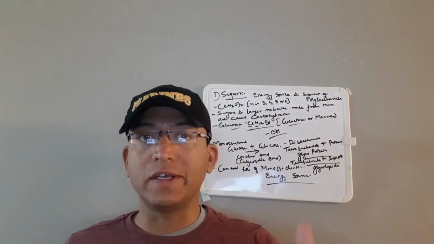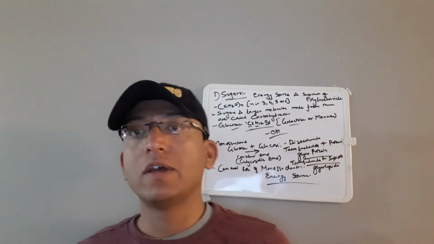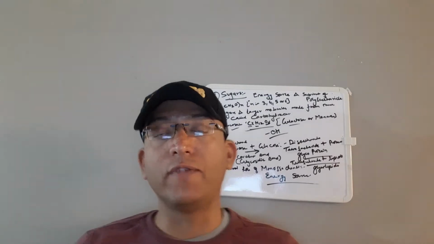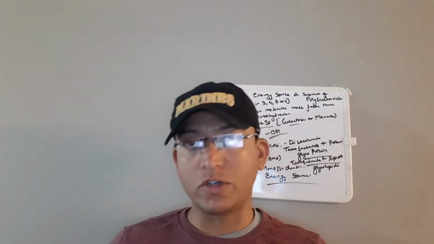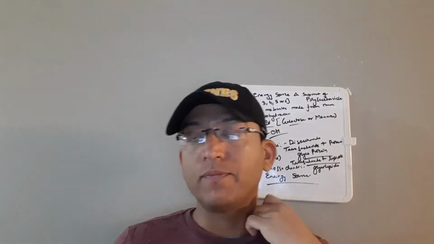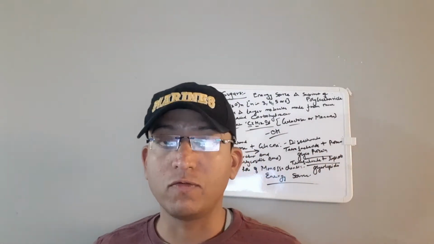Differences in the types of cell surface sugars form the molecular basis for different human blood groups, which we'll also study later when we study the system. But this is the basics for the sugars in the cell. When we study biochemistry, we'll see much more detail for the sugars as well. All right, so that was sugars.